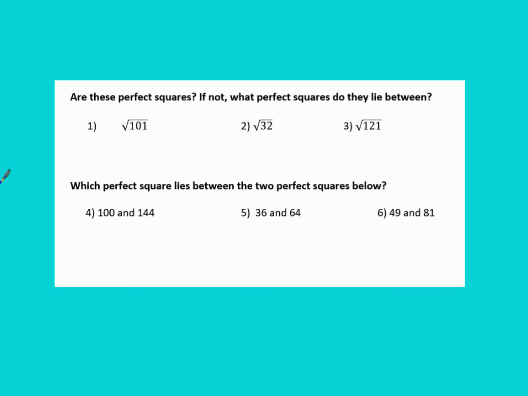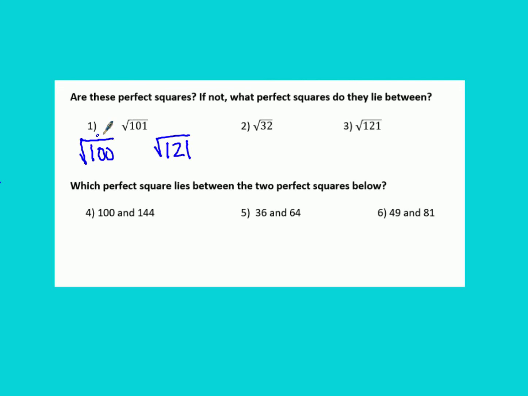Okay, in these next examples, the first question says, are these perfect squares? If your answer is no, what perfect squares do they lie between? So 101 is really close to one of our perfect squares, but it's not quite one of them. The closest one to 101 would be 100. The next perfect square on our list is 121. So the square root of 100 and the square root of 121 are the two perfect squares that surround this.